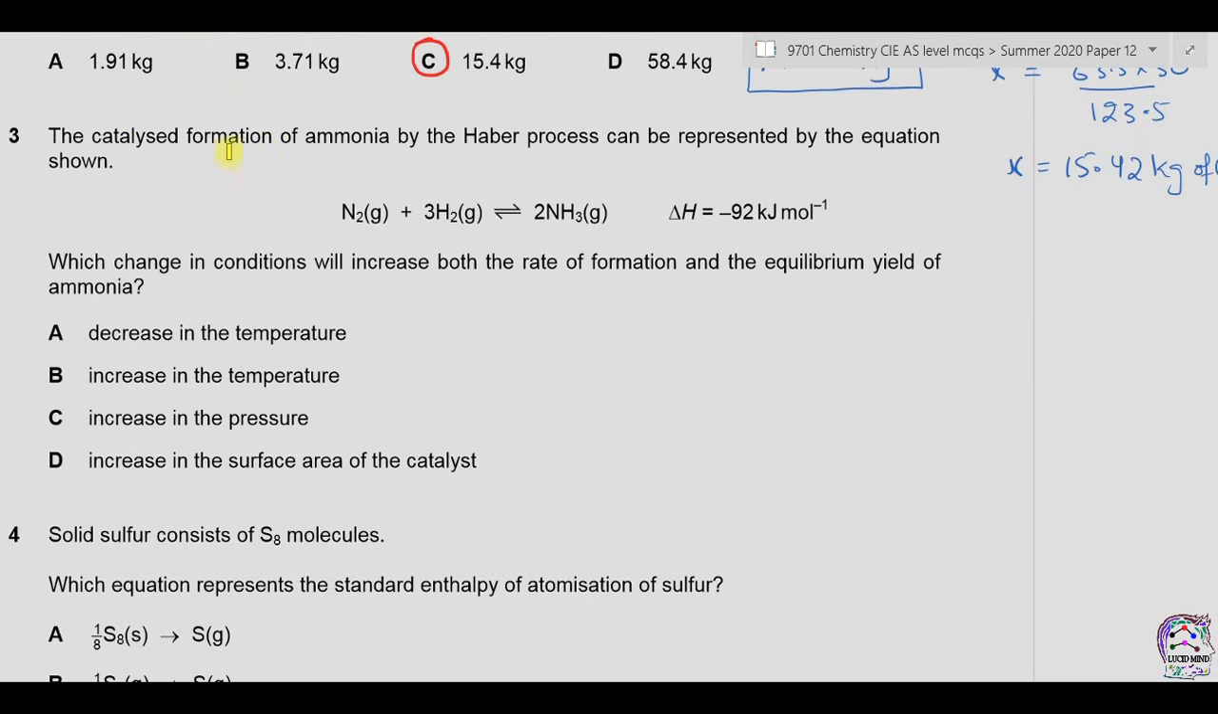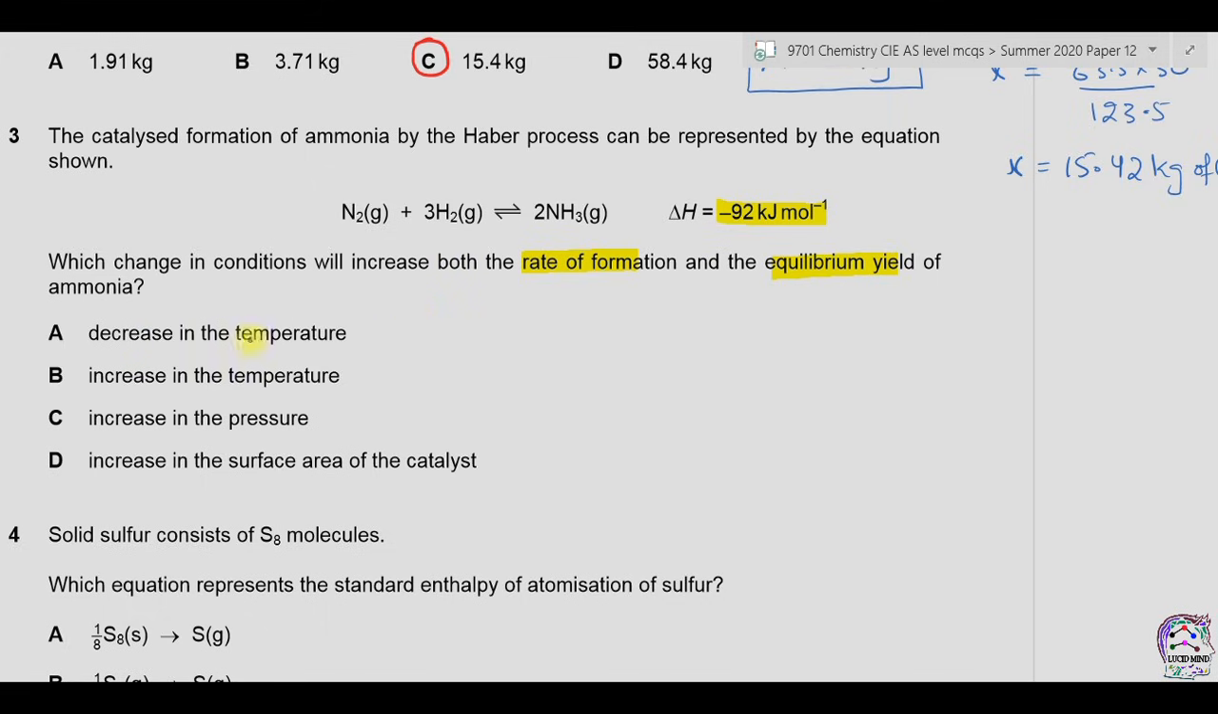Question 3. The catalyzed formation of ammonia by the Haber process can be represented by the equation shown. This is an exothermic process, so therefore the enthalpy change is negative. Which change in conditions will increase both the rate of formation and the equilibrium yield of ammonia? So we have to find out what changes the rate and also the equilibrium yield.